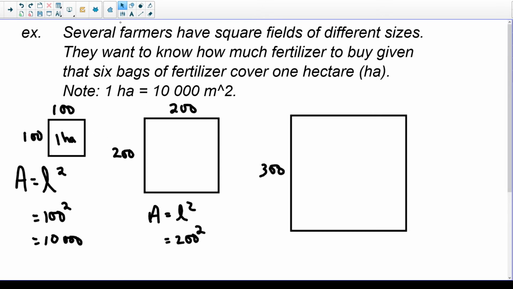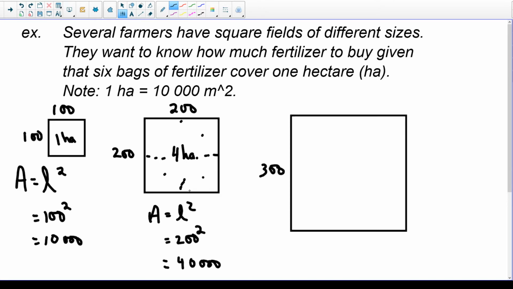It isn't just 2. If we divide this down the middle this way, and we divide this down the middle this way, there's actually 4 of those squares inside of this shape. So 200 squared is actually 40,000 square meters, which would be 4 hectares. So I'll just leave some room in here to write that down. Okay, so doubling the side length has changed the area to 4 times what it was before.